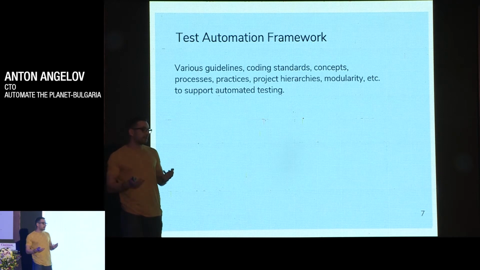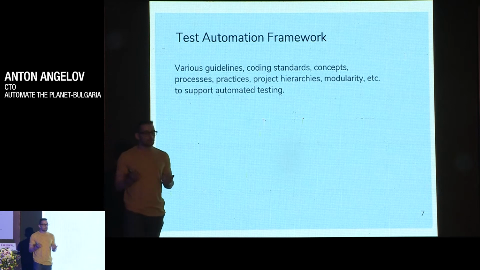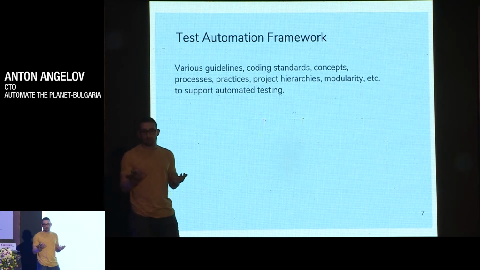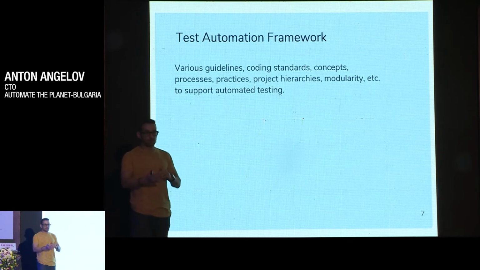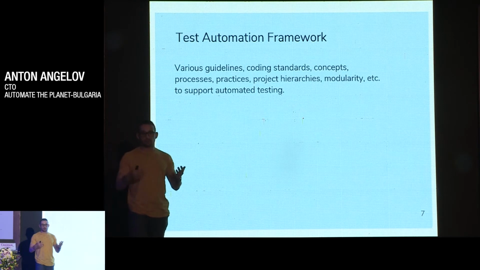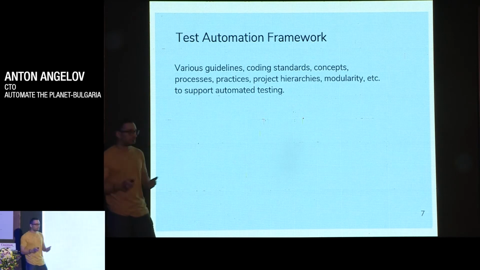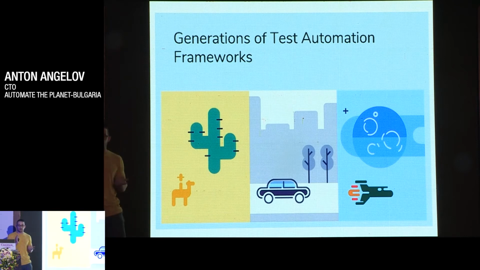And as you can see, the test automation framework is not about the classes and methods. It's more about how you group them, how you use them, what rules you follow. So it's something more about guidelines. So let's begin with the generation of frameworks.